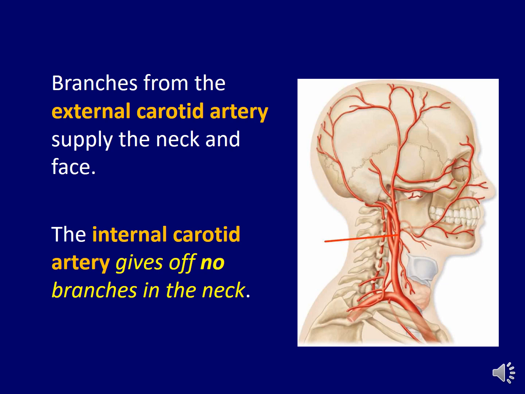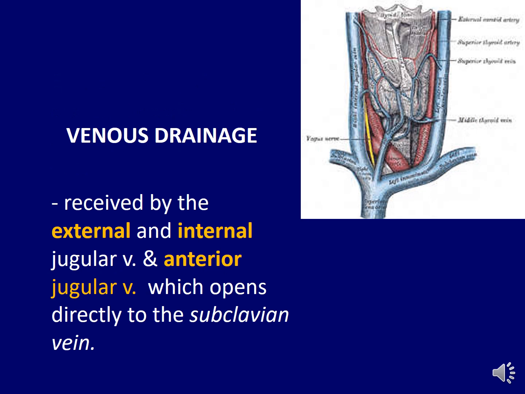Branches from the external carotid artery supply the neck and face, while the internal carotid artery gives off no branches in the neck. The venous drainage is received by the external and internal jugular vein as well as the anterior jugular vein, which opens directly to the subclavian vein.